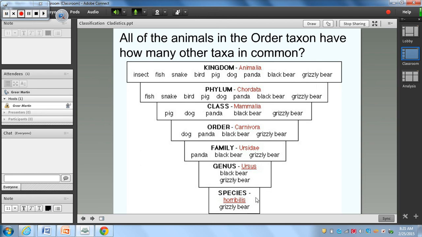But look, one level up, you're going to have more species. So under the genus Ursus, you have the black bear and the grizzly bear. Under this family, you have the panda, black bear, grizzly bear. Under the order, you have a dog, a panda, black bear, grizzly bear. So each level gets broader and broader. So that's why you have to have this many levels of classification to classify species.